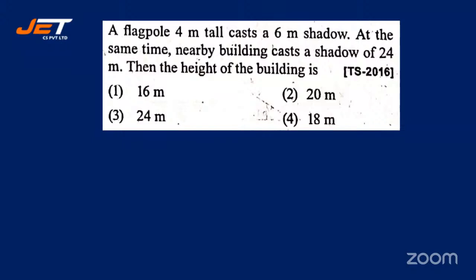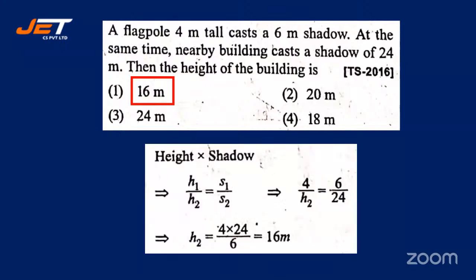A flagpole 4 meter tall casts a 6 meter shadow. At the same time, a nearby building casts a shadow of 24 meter. Then the height of the building is dash. All right. So see, this is a little difficult. This is a little different. H1 by H2 is S1 by S2. So H is the height.